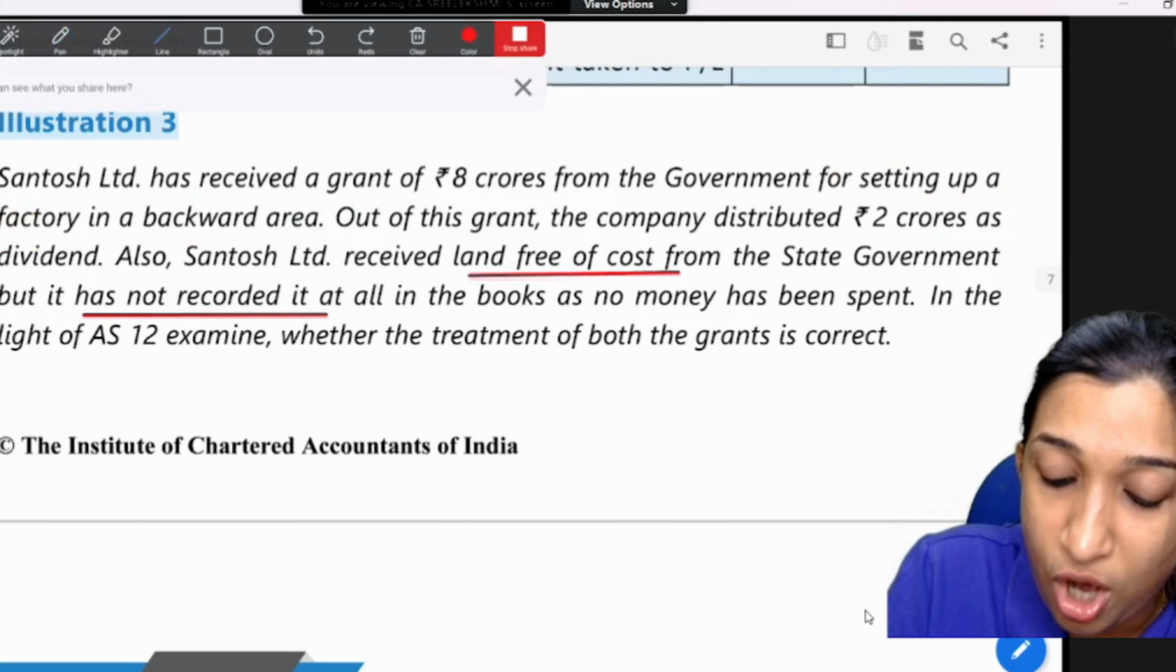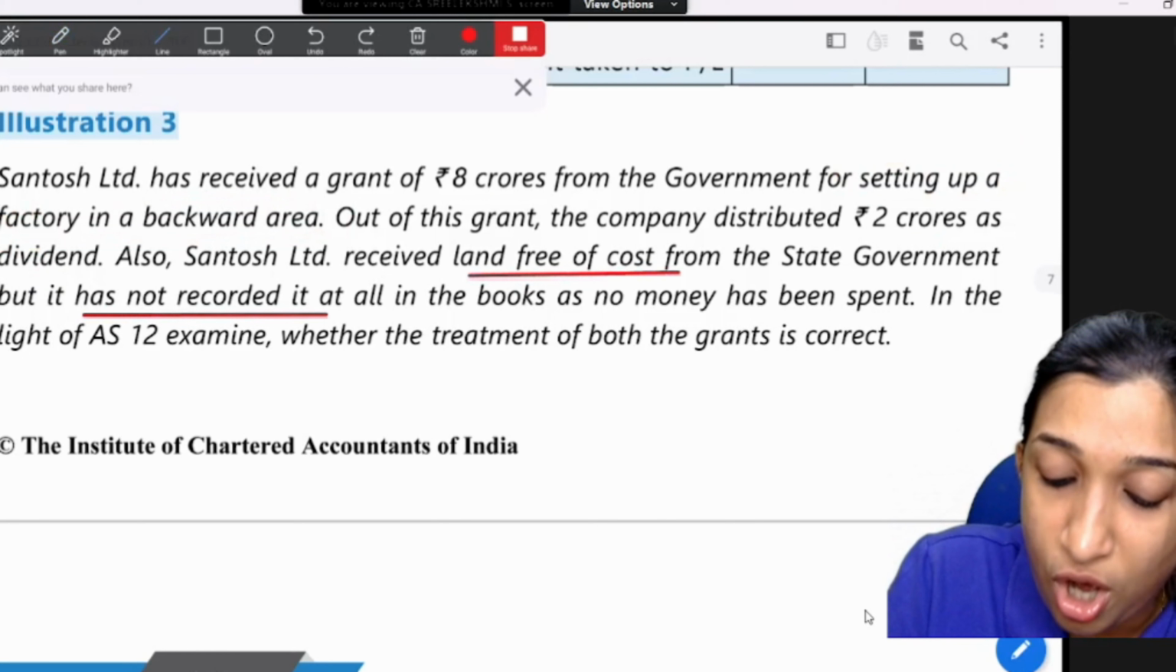If the grant is received for a depreciable asset, then you have two adjustments. What are the two adjustments? Deduct it from the cost of asset or show it as a deferred income. Are you clear? Both options are available. Then, if the grant is to acquire a non-depreciable asset, bank to capital reserve. If I pass a single entry, it will be bank to capital reserve.